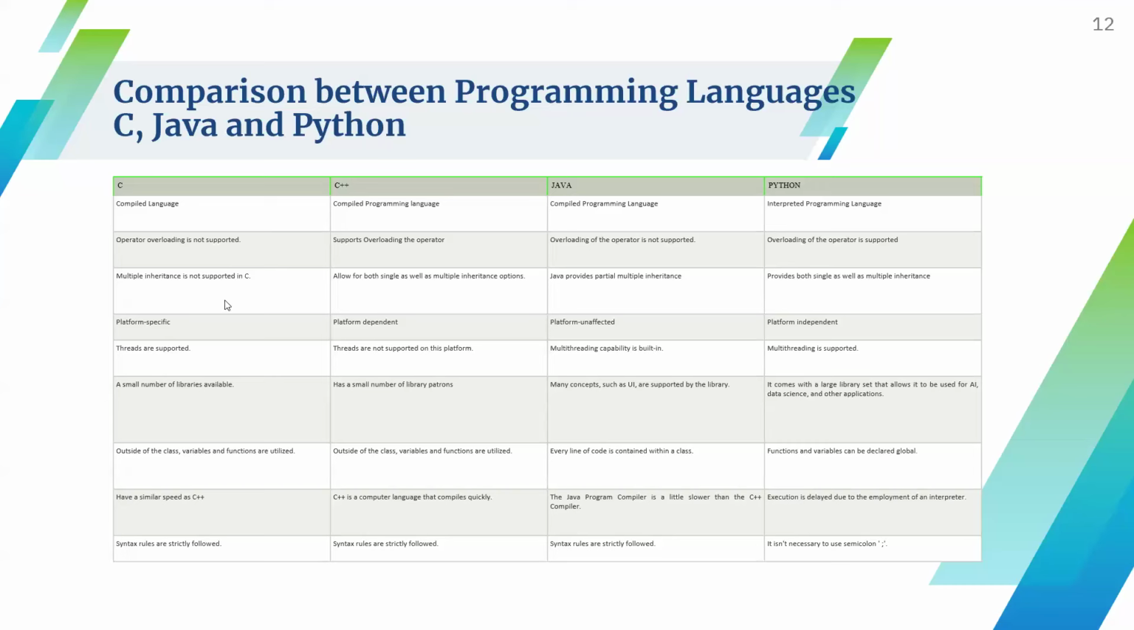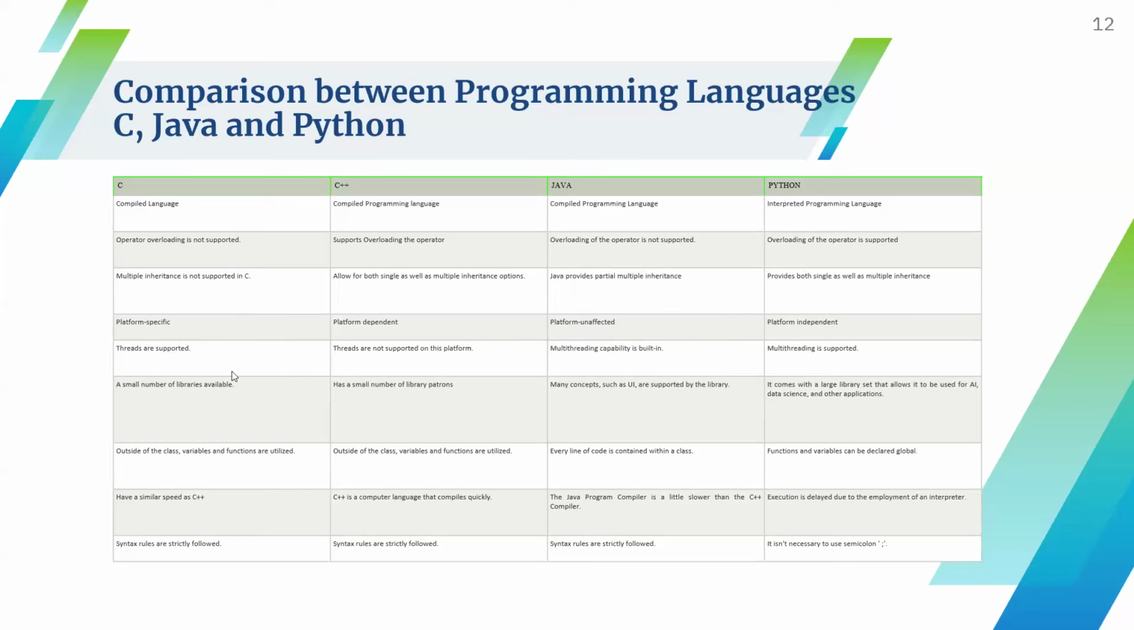Multiple inheritance is not supported, since the OOP concept is not supported in the C language. It is supported in C++, and Java provides partial multiple inheritance, whereas Python supports multiple inheritance. C is platform dependent. Java is platform independent, and Python is also platform independent.